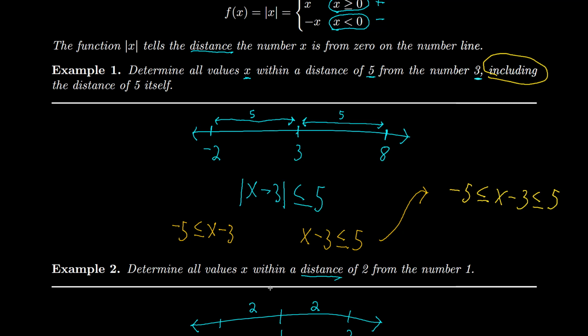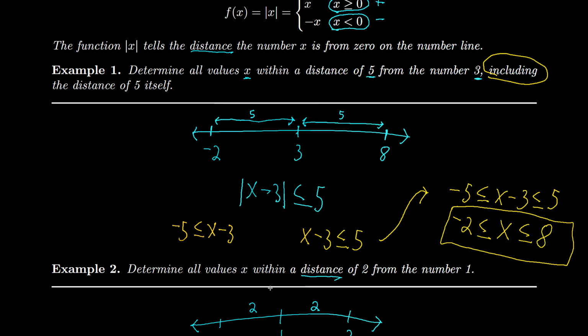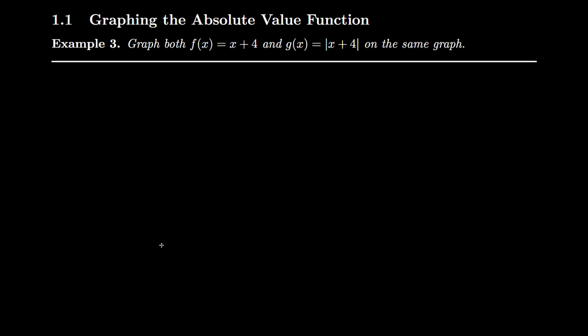And you can think of solving this a different way as just adding 3 to each one of these parts. Add 3 to negative 5, you get negative 2. Add 3 to x minus 3, you get x. Add 3 to 5, you get 8. So that's another way to solve these sort of things. But everything that this number line is saying is also said here, is also said in this compound inequality. So it's however you want to look at it. But you'll notice that this is a very compact way to say all of the rest of this information. So let's continue. So now we want to graph the absolute value function.